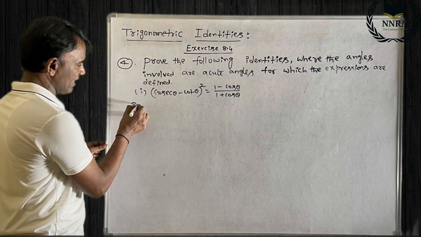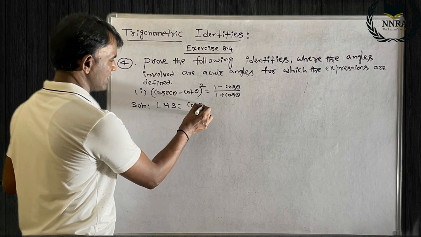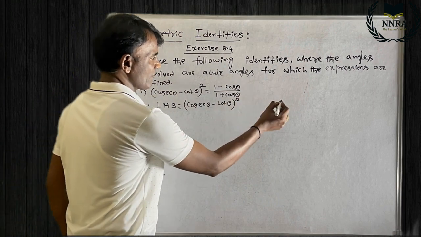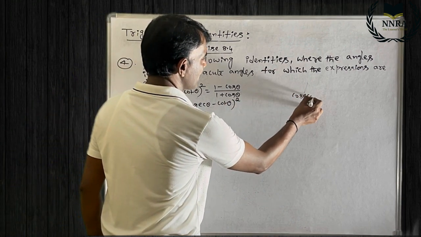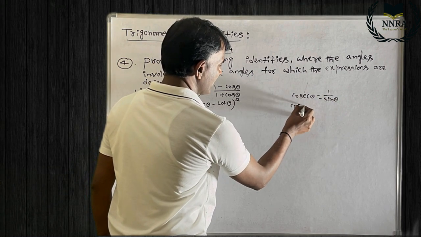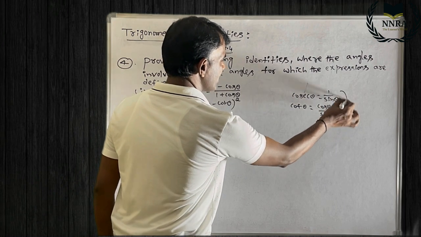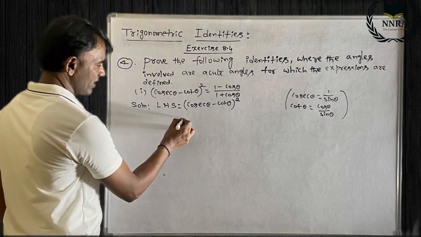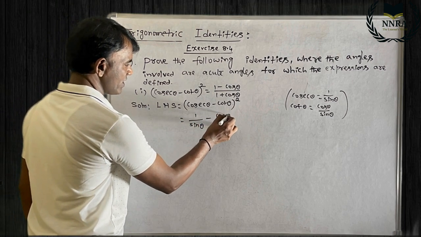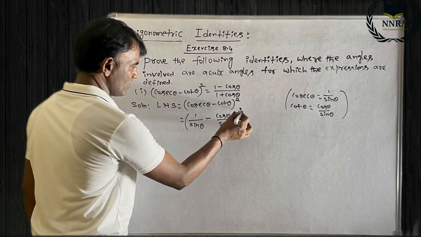Now I'm taking left hand side value. Okay. What is that? LHS equal to cosecant theta minus cot theta whole square. And here cosecant theta can be written as 1 by sin theta. And cot theta can be written as cos theta divided by sin theta. So these are the formulas. Okay. And how to write this? 1 by sin theta and minus cos theta by sin theta. Okay. Then whole power 2.